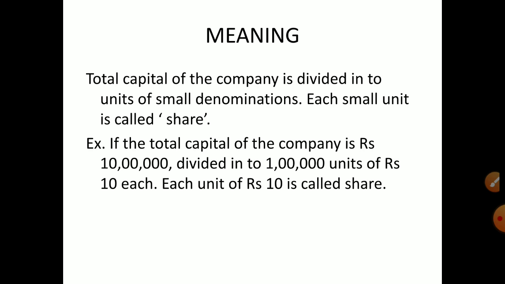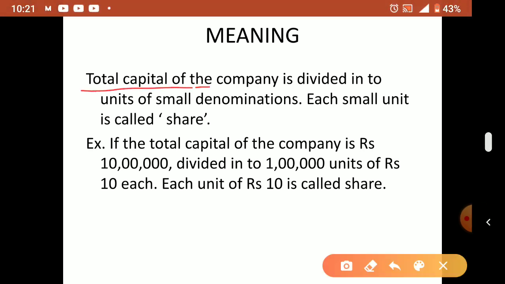So in a sole proprietorship, who invests the money? The owner invests the money. In a partnership business, who invests the money? The partners invest the money. But in a company form of business, who invests the money? The public. For public companies, the public can invest money. So that is why it is called what? Share. Here, the total capital of the company is divided into units of small denominations. Each small unit is called what? Share.